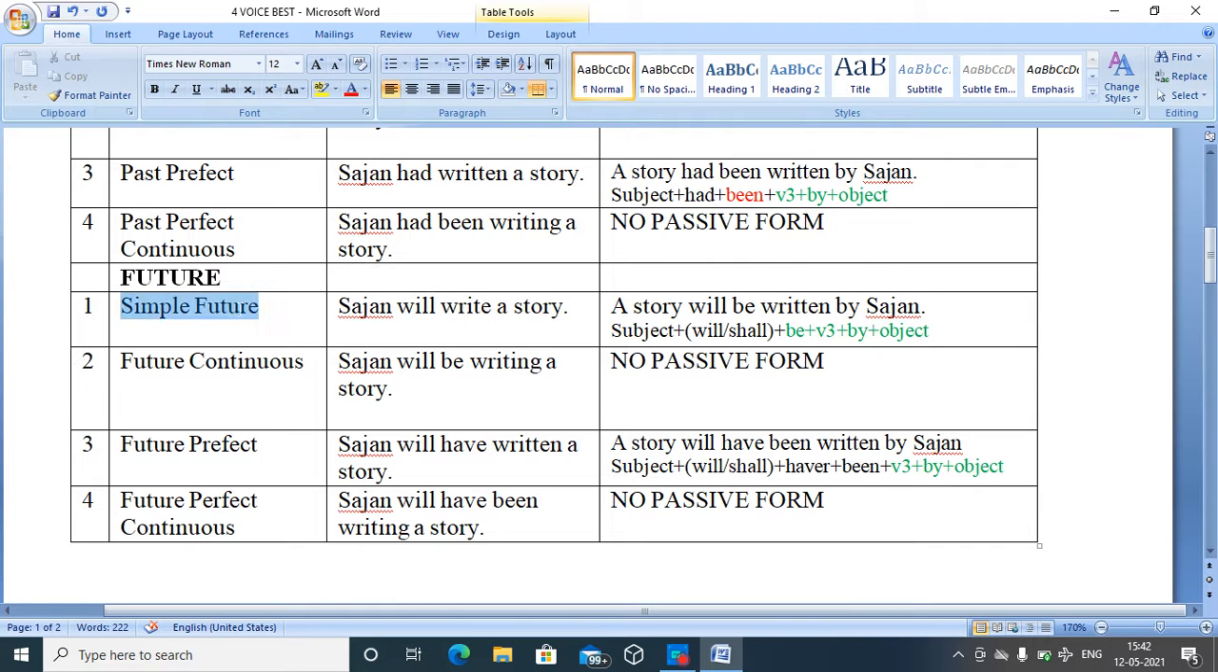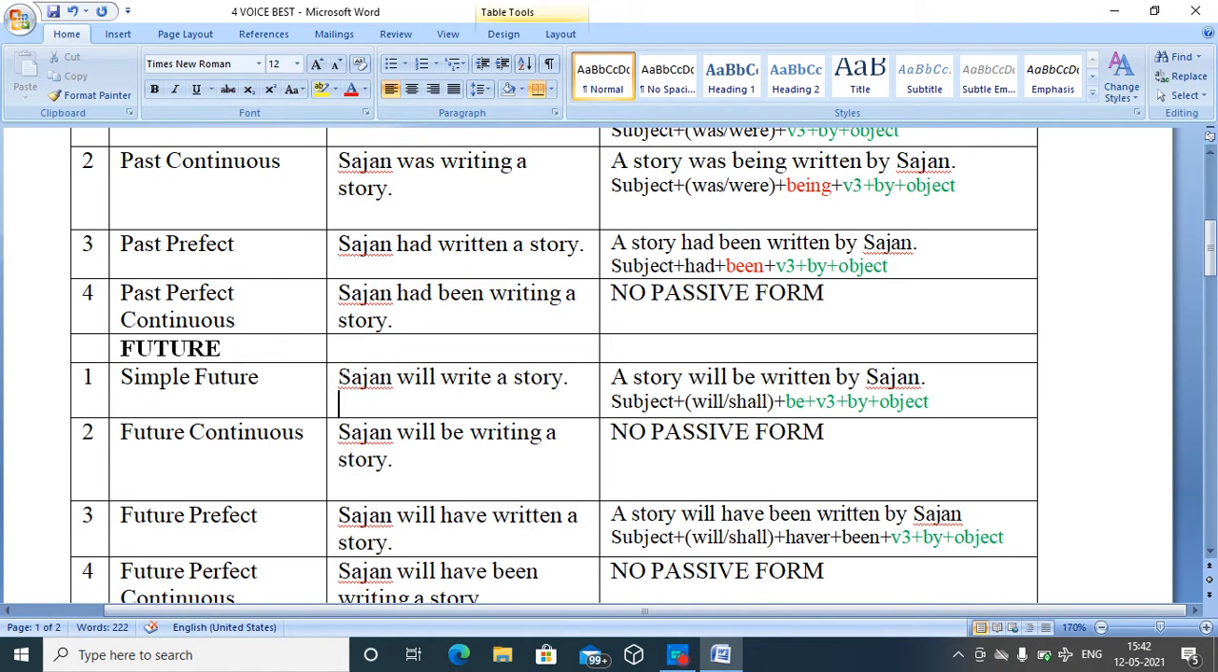Now, simple future tense. Very simple active statement. How will you build? Okay, very simply you take the subject, will or shall. You take that will. V1 form only. Write a story, object. A simple construction in the future format. Okay, yes.